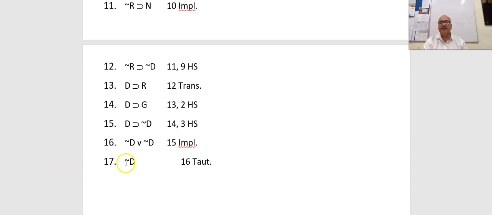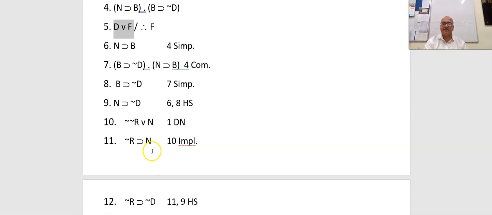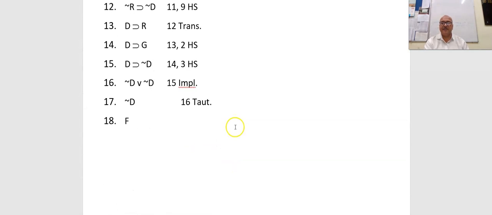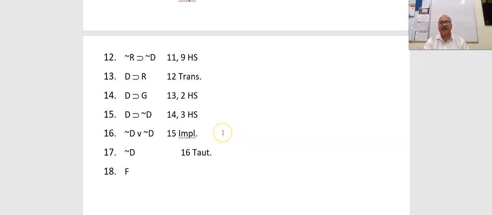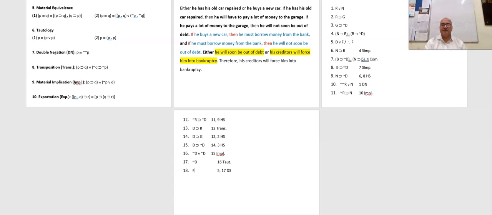Now we were looking for negation D. In order to derive F, we were looking for negation D. Look at this line. D wedge F, line 5, and then negation D. So from here we can derive F. What is the rule? Disjunctive syllogism. D wedge F, negation of D, therefore F. D wedge F is line number 5, negation D is line number 17, and for that we have used disjunctive syllogism. And this way we have arrived at our conclusion, that was F. So this way we do the exercise.